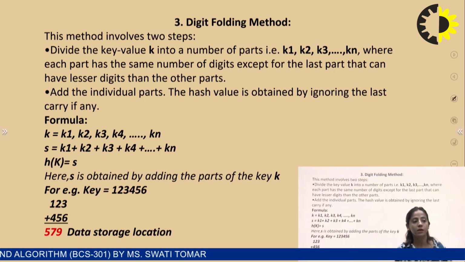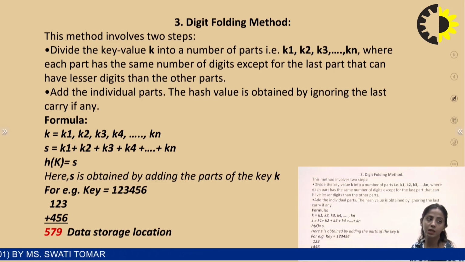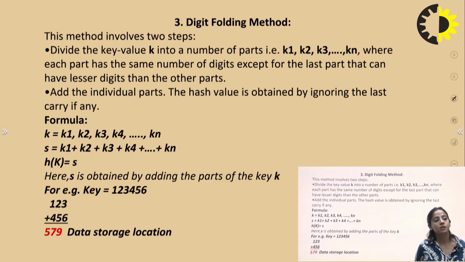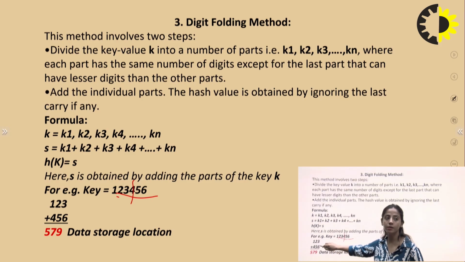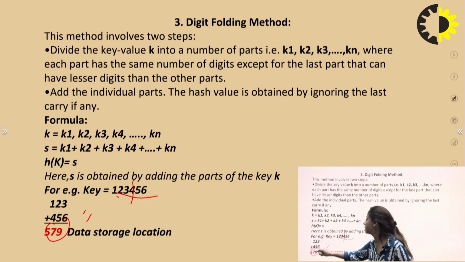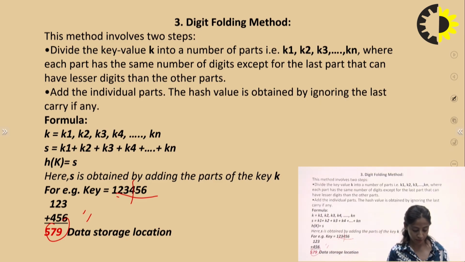See, this is your formula. K = K1, K2, K3, K4 up to Kn. S = K1 + K2 + K3 + K4 + up to Kn. H(K), the hash value of K, is S. Here S is obtained by adding the parts of the key K. For example, you have a key 123456. What we will do is divide it into two halves. Now we have divided it into 123 plus 456. Whatever sum comes will be the storage location of that key.